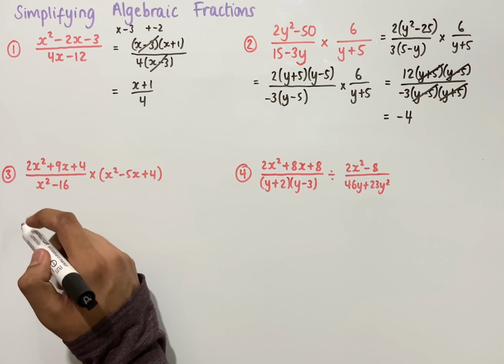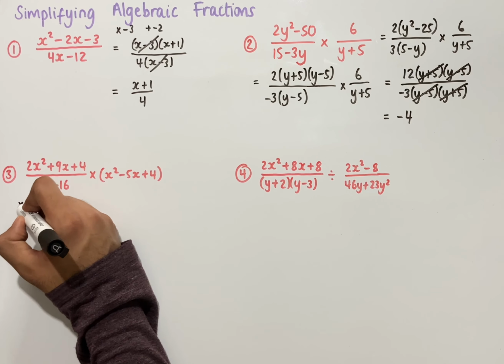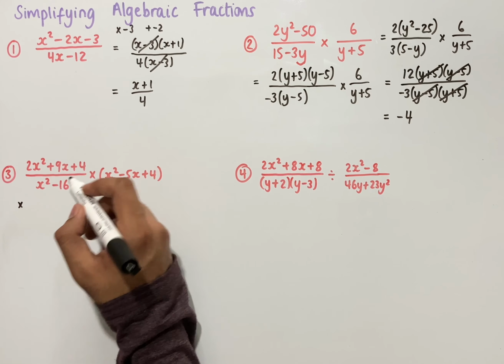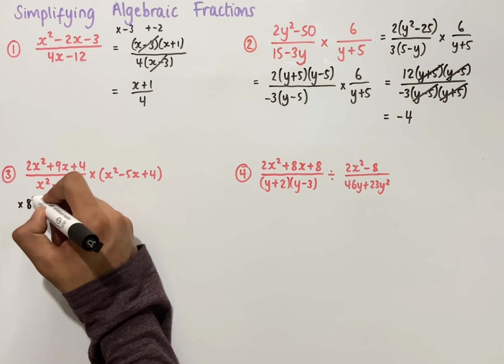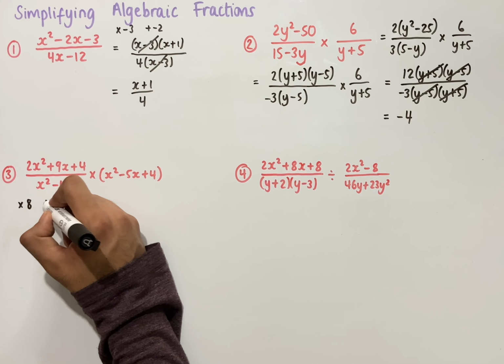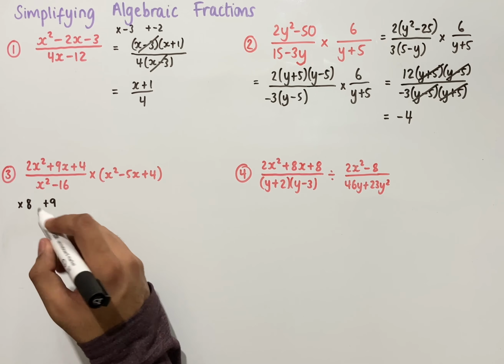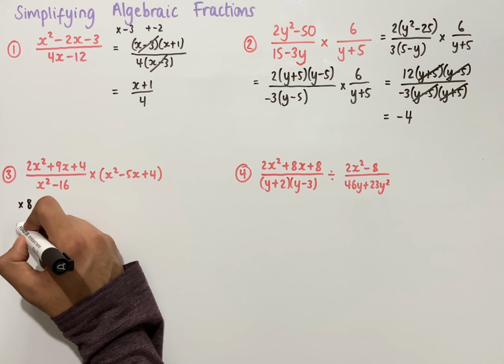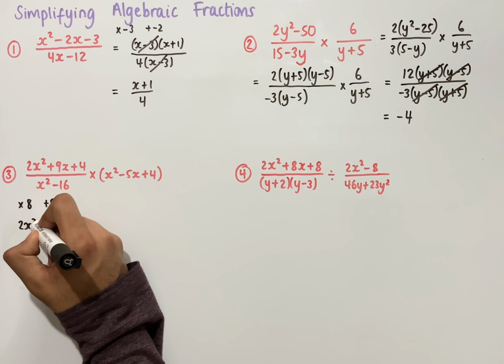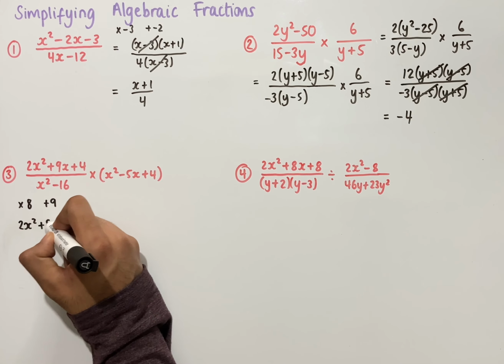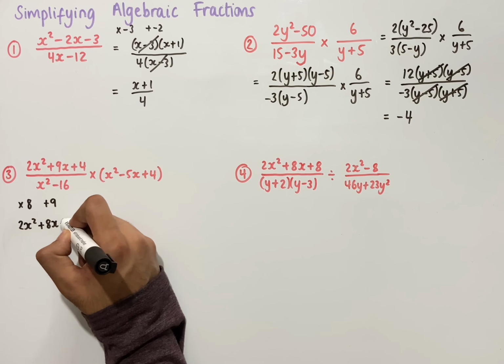And so to factorize this quadratic, we're looking for two numbers that multiply to make 2 times 4, which is 8, and two numbers that add to make 9. These two numbers are 8 and 1. The quadratic in the numerator becomes 2x squared plus 8x plus x plus 4.